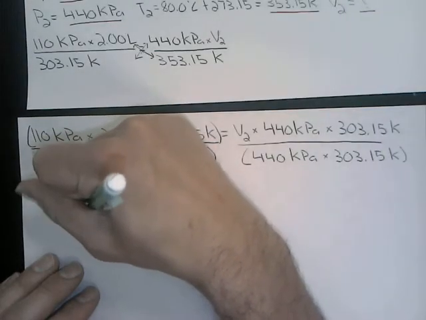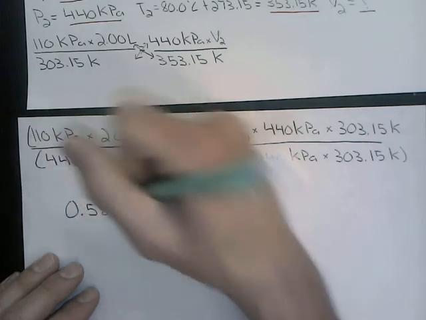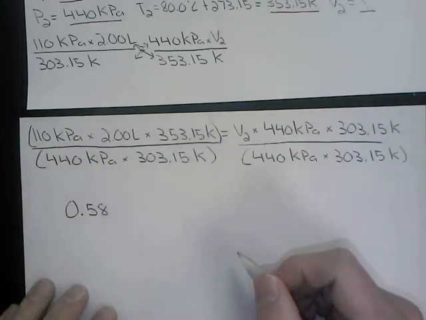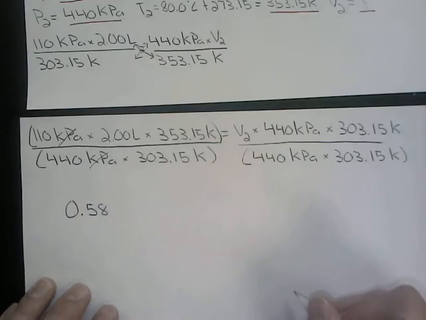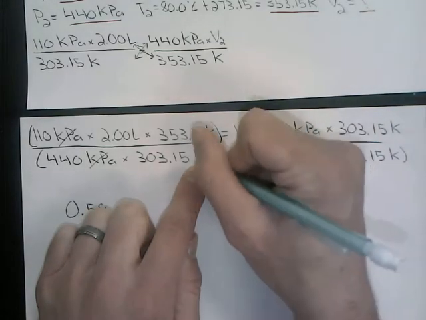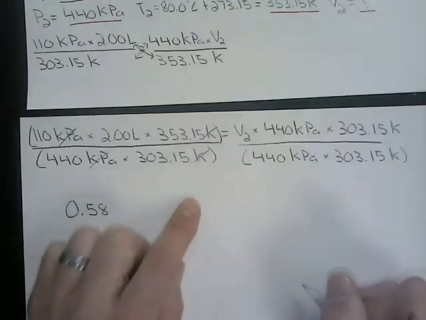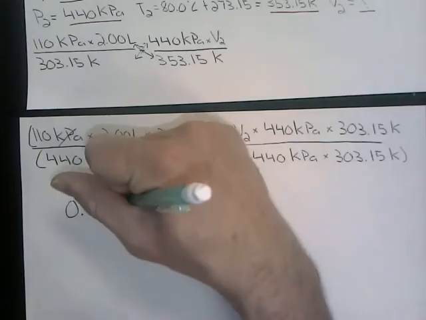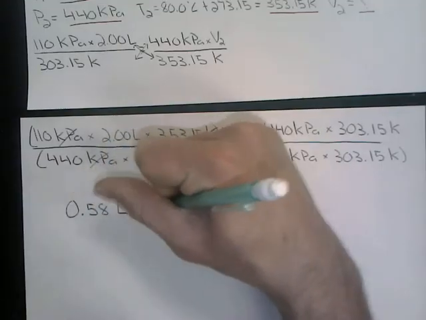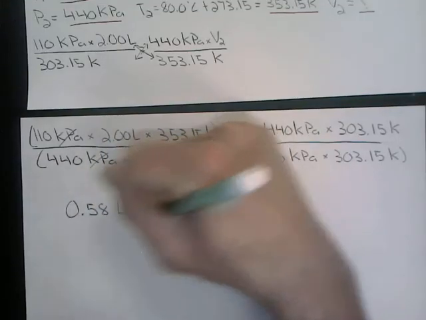And now we need to talk about units, okay? kPa and kPa are units of pressure. They cancel out. And then our units for temperature, K and K for Kelvin, they cancel out. And so the only unit that we're left with is liters. So we have 0.58 liters as our second volume.